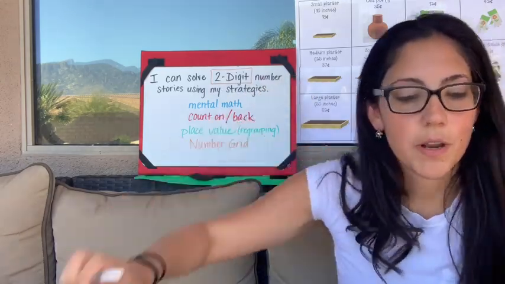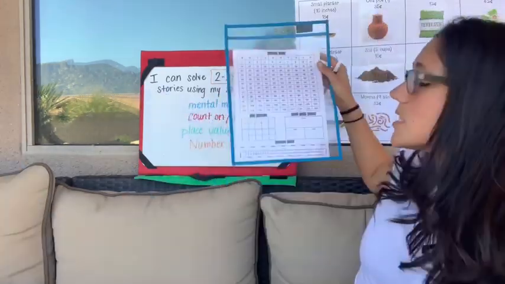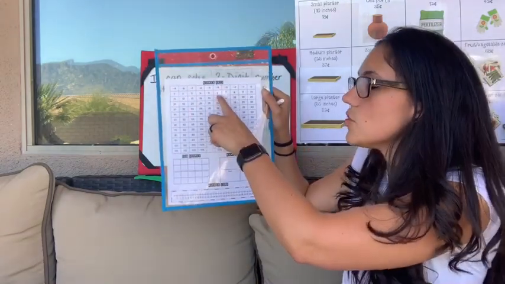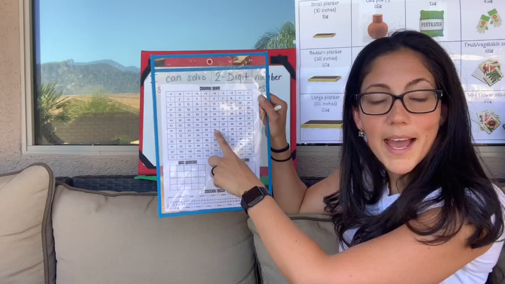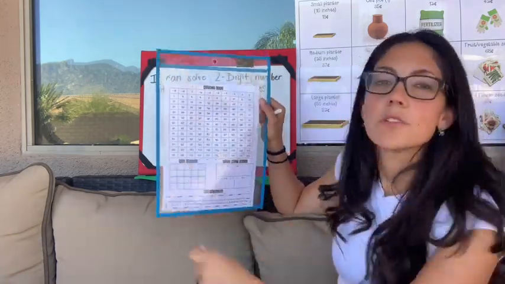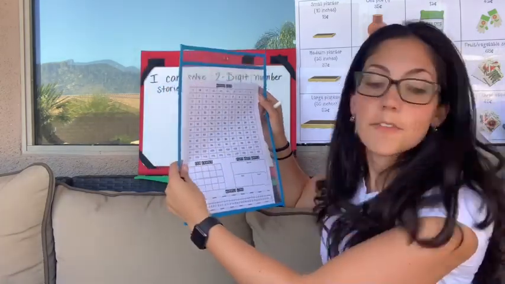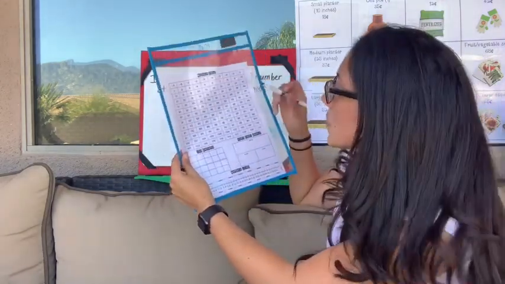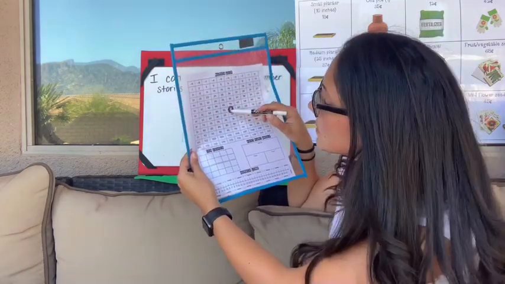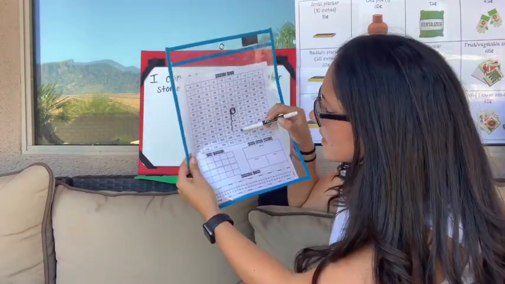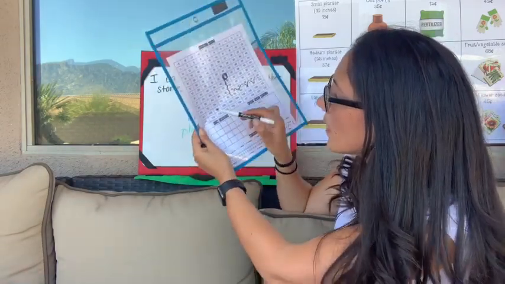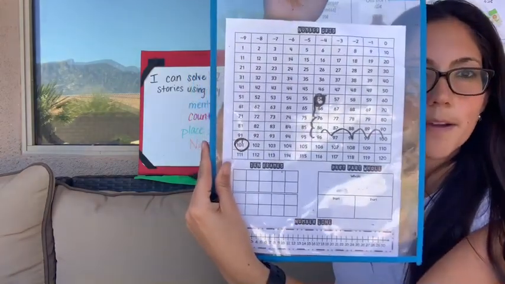And then last is our number grid. Number grid's probably my favorite strategy to use with my first grade friends because it is so easy to jump up and down using our adding 10 and taking away 10 knowledge and moving forward and backwards for our ones. For example, if I was adding that same one, 56 plus 45, I start on 56 and I'm going to jump forward 4 tens. 1, 2, 3, 4. That takes me here to 96, and then 5 ones. 1, 2, 3, 4, 5, and it takes me to 101.